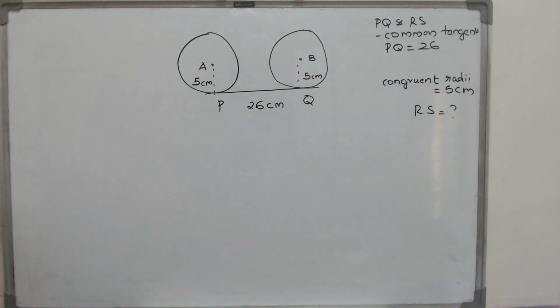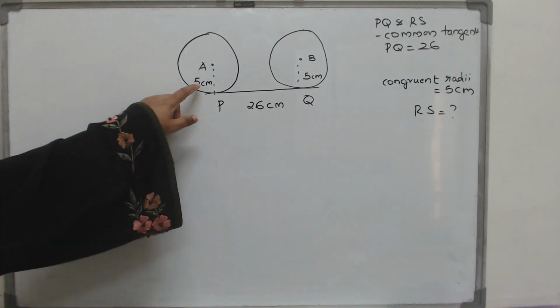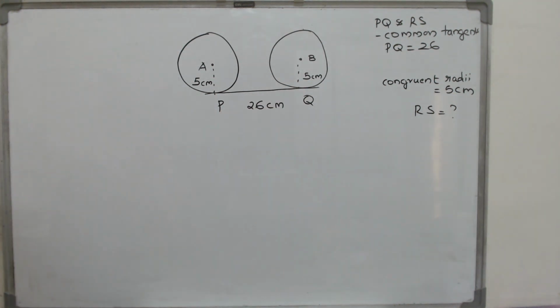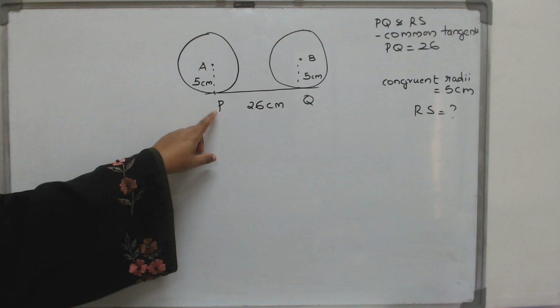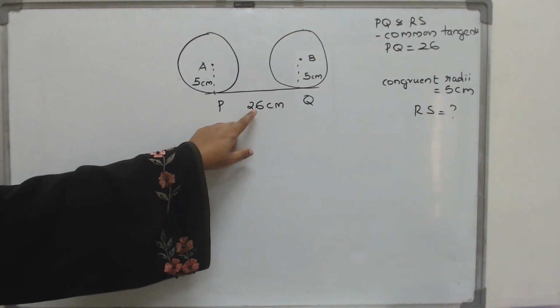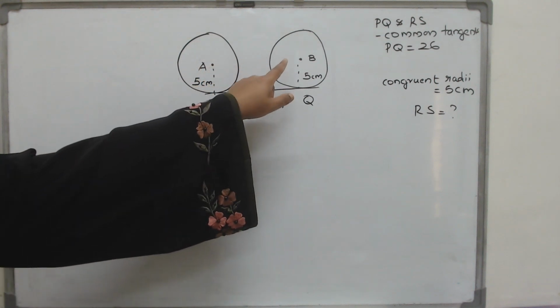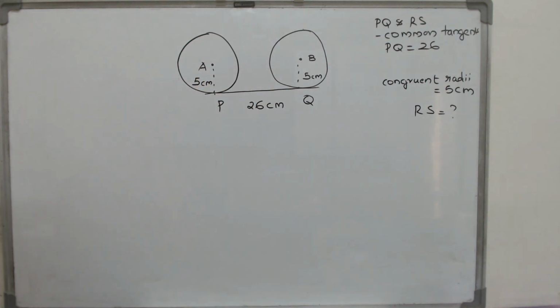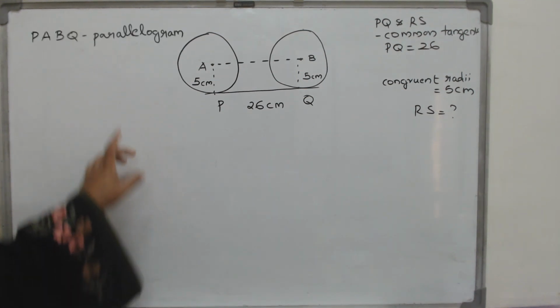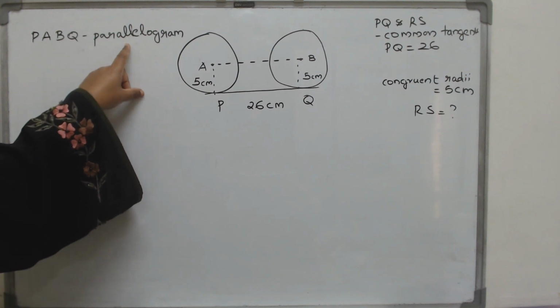Here we have two congruent circles, both of radius 5 centimeters. Both these circles have a common tangent PQ of length 26 centimeters. Now, if I were to join AB, tell me what sort of a figure will that be? This four-sided figure is not just any quadrilateral, it is going to be a parallelogram.